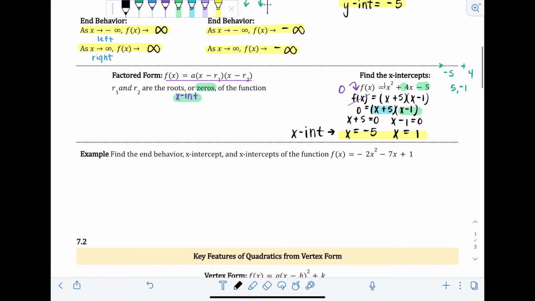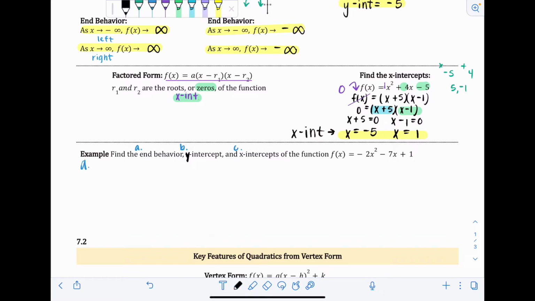So the next example, find the end behavior. This is a typo. It should say y-intercept right here. But find the end behavior, y-intercept, and x-intercept of the function f of x equals -2x squared minus 7x plus 1. So I'm going to separate these into parts. So I'll say part A is end behavior, part B is y-intercept, part C is the x-intercepts.